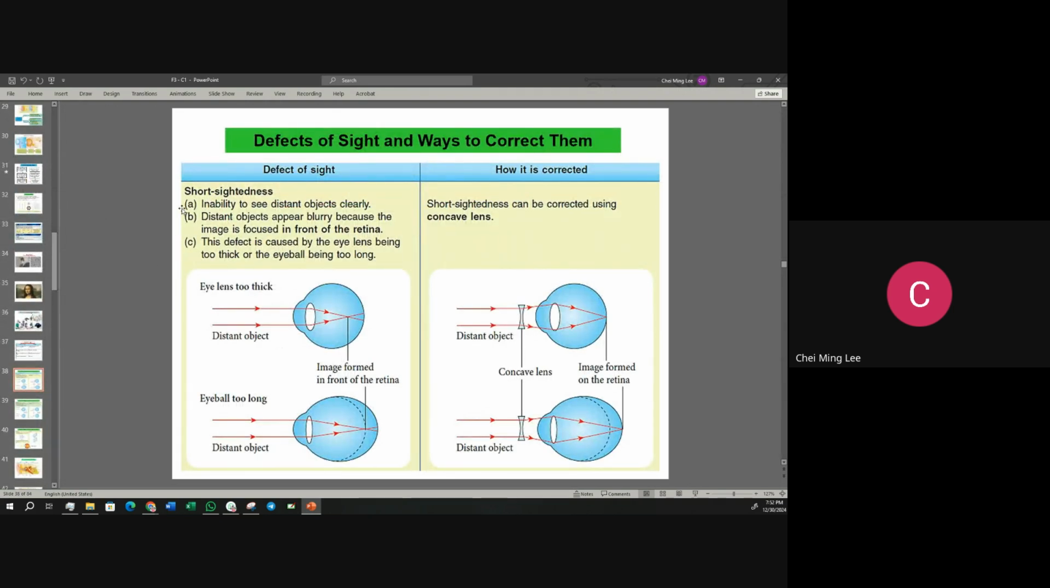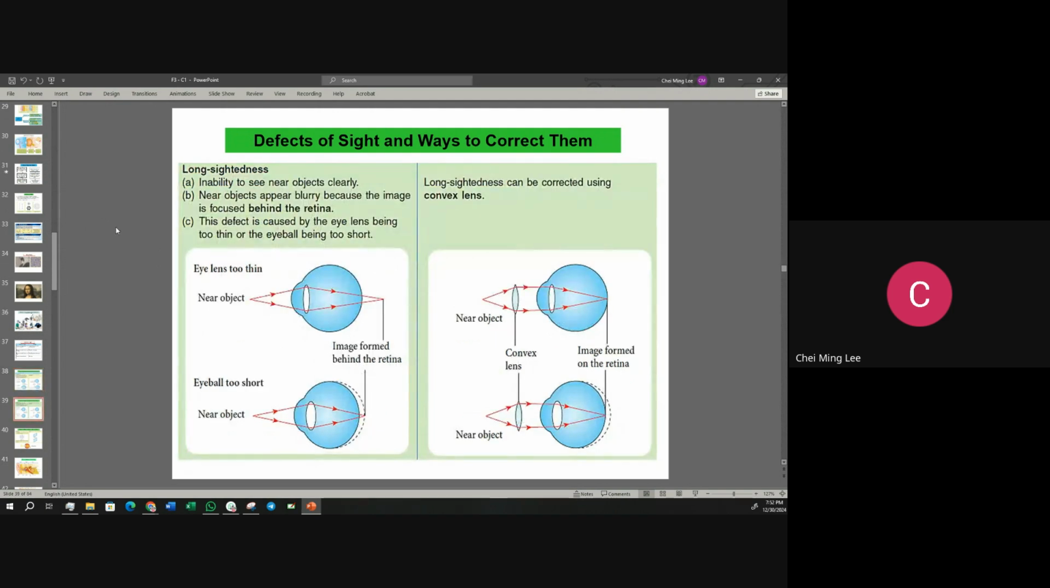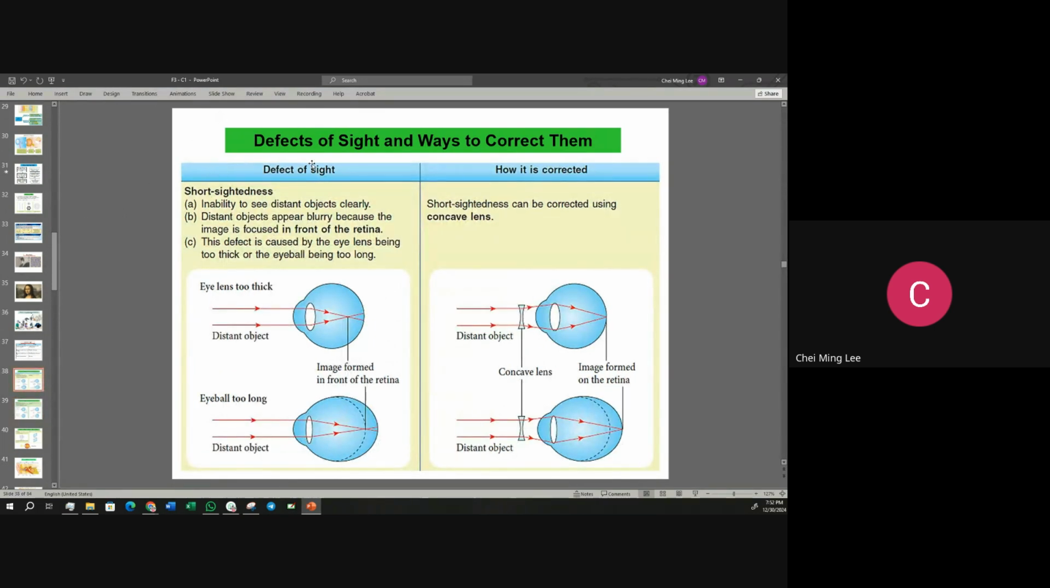Okay, now let's see. Wait. Oh, this one, this one. How about I at least talk about one side?